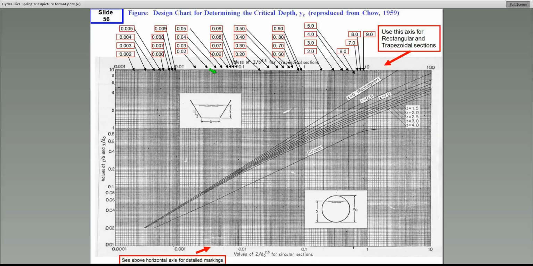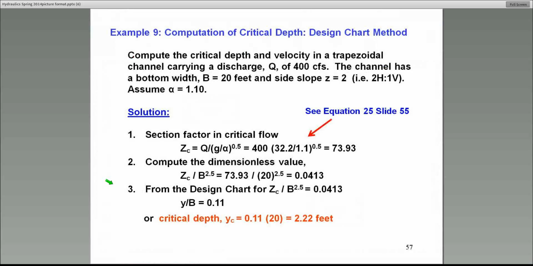So just come down all the way to z of 2. They all merge here, these curves. Z of 2 is basically shown labeled as this curve right there. So if you bring it down to this stage with 0.04 right there, it will be somewhere at this point. So if you go across, we're talking about like 0.11, and that's what I have read from that chart for this particular problem, y over b of 0.11. So now the Yc then is obtained by multiplying that with b. That's 2.22 feet is the critical depth.